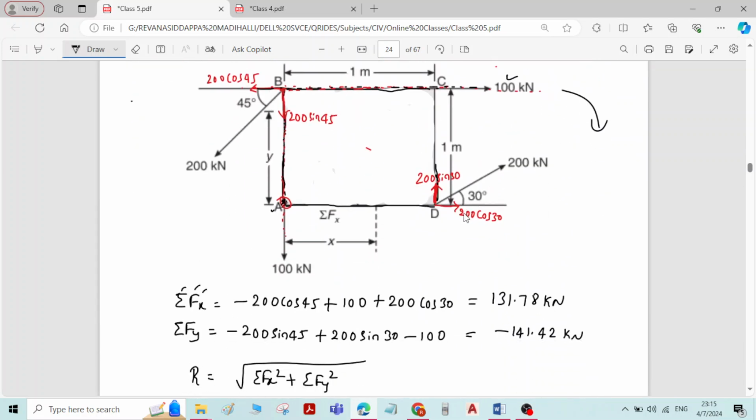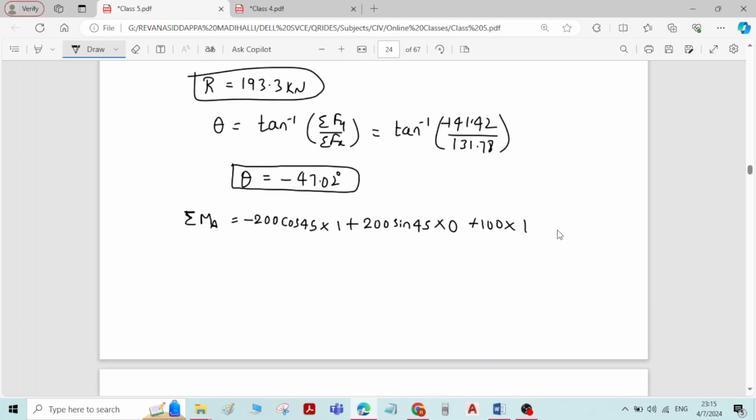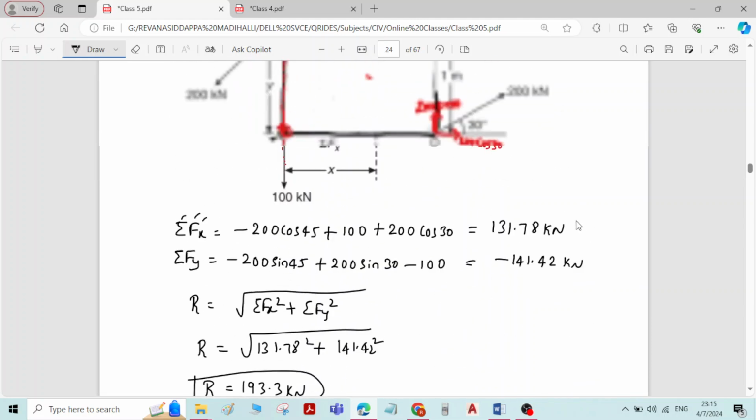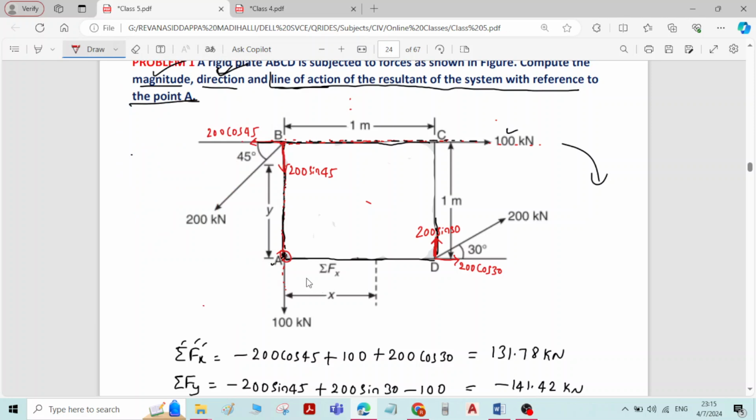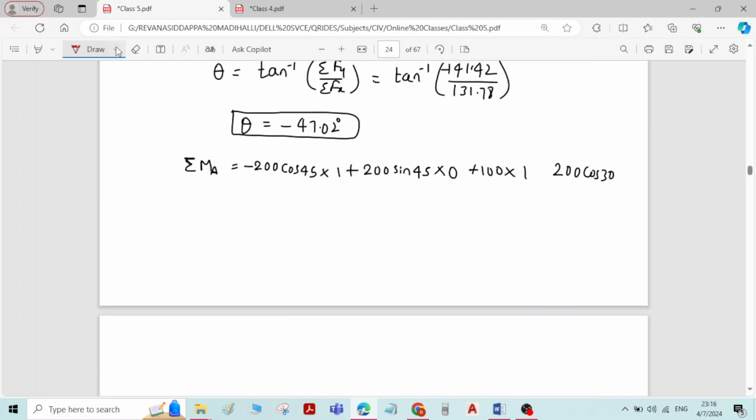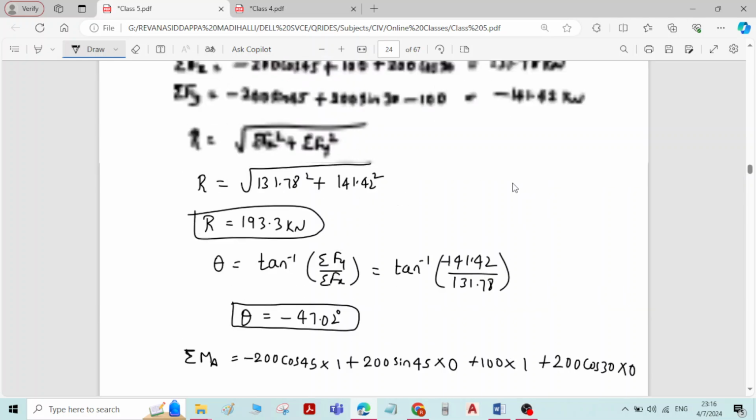Now we will take the moment of the 200 cos 30 force. For the 200 cos 30 force, the perpendicular distance of point A from the line of action is how much? Again it is 0. See, this is the line of action of the 200 cos 30 force. Point A lies in the line of action, so there is no distance of this point A from the line of action. So distance is 0, into 0. Put plus or minus, it will be 0 only.